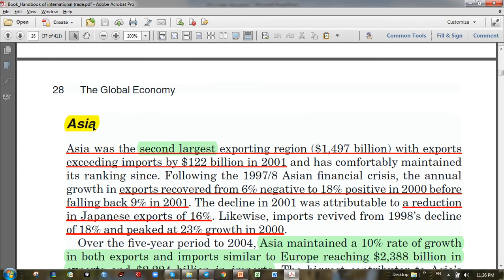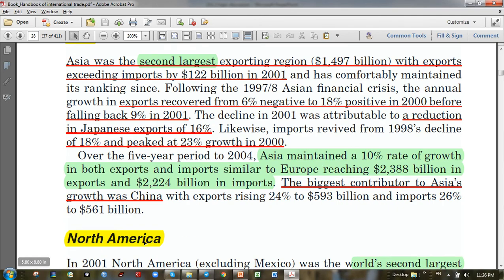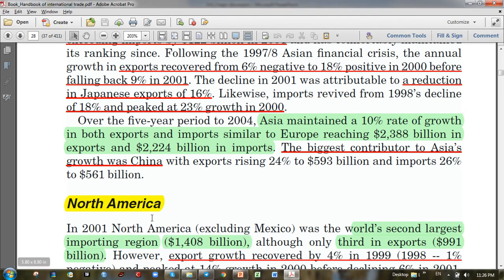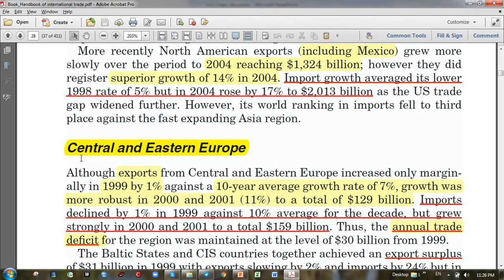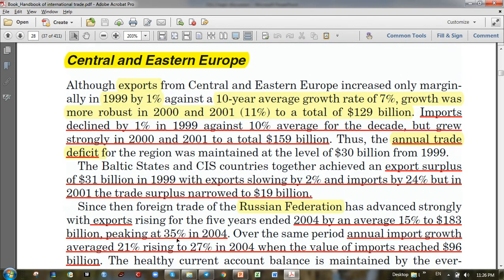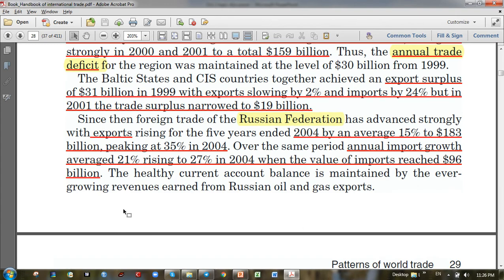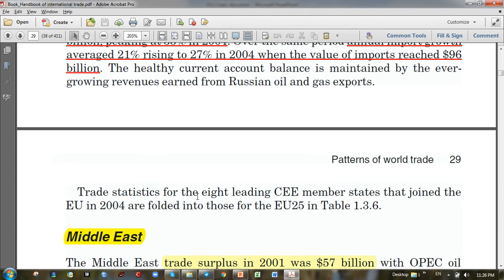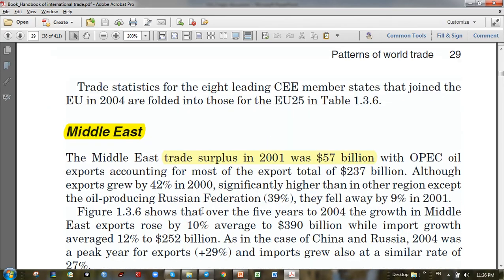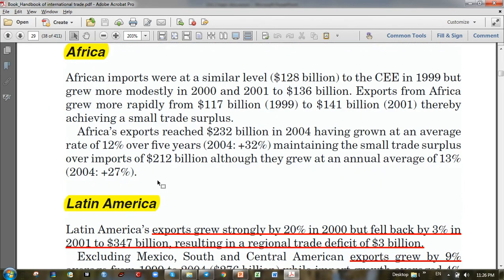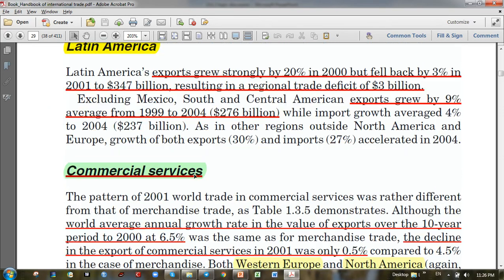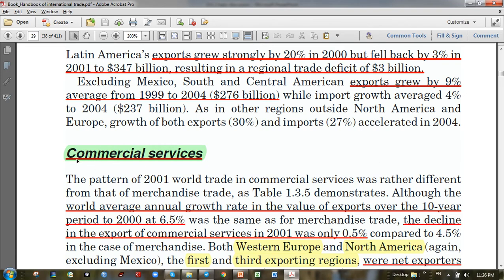Okay, and next, second region for commercial trade, Asia. Third, North America. Fourth, Central and Eastern Europe. You can read this one on your own. I'm not reading for you. Middle East, Africa, Latin America. And second point, this one is commercial service.